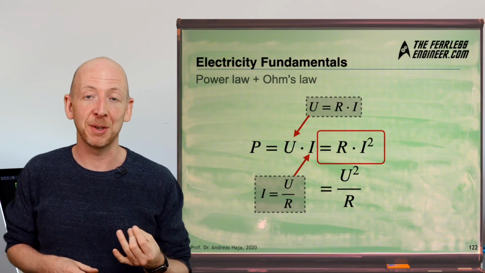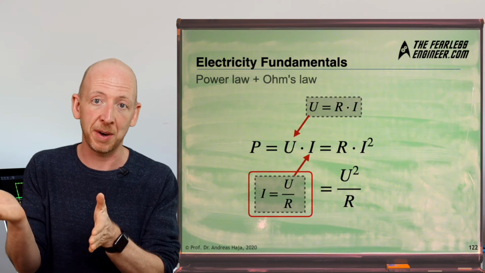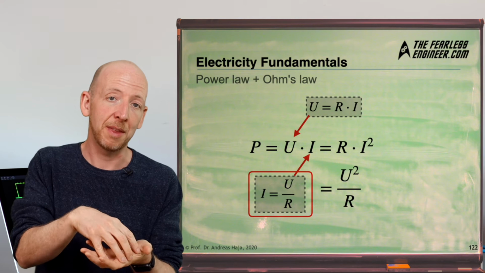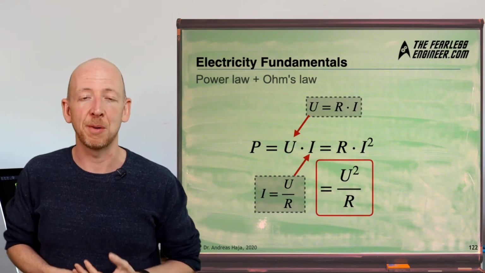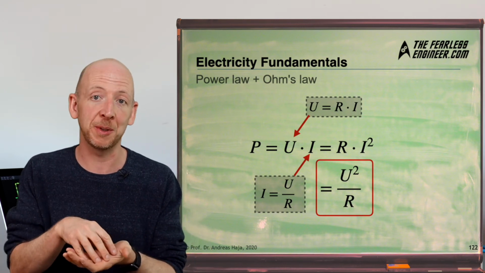And as an alternative, we can also rearrange Ohm's law for the current, which is I equals U divided by R, so voltage divided by resistance. And if we insert this into the power law, then we get the expression power equals voltage squared divided by resistance. And this means that instead of measuring current, we can also measure voltage to determine electrical power.